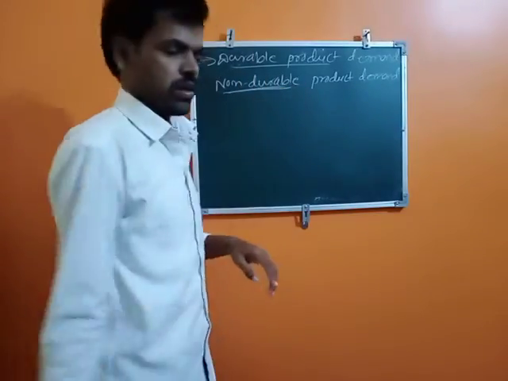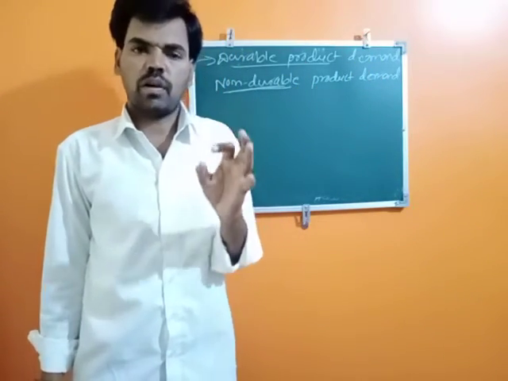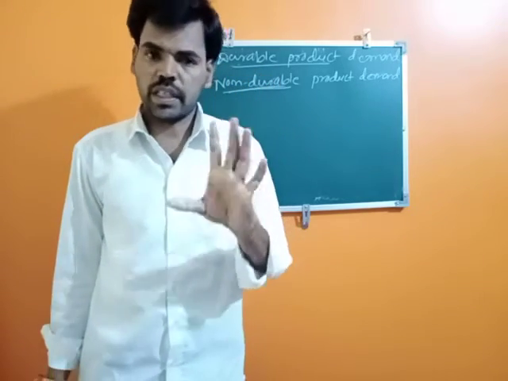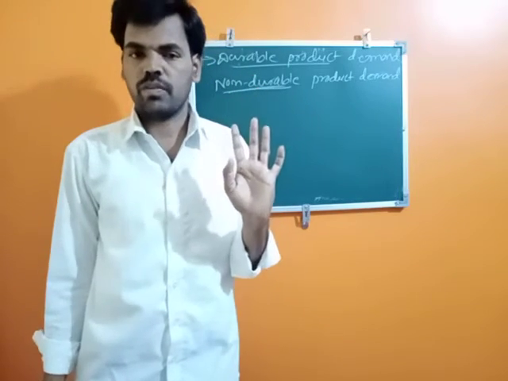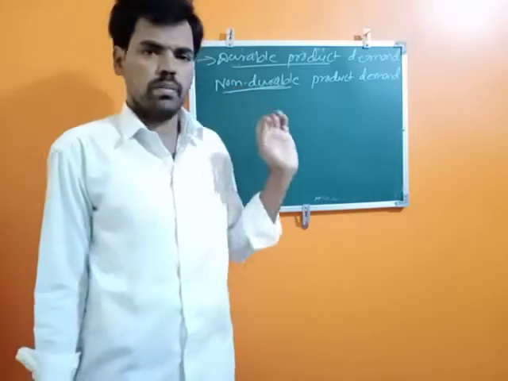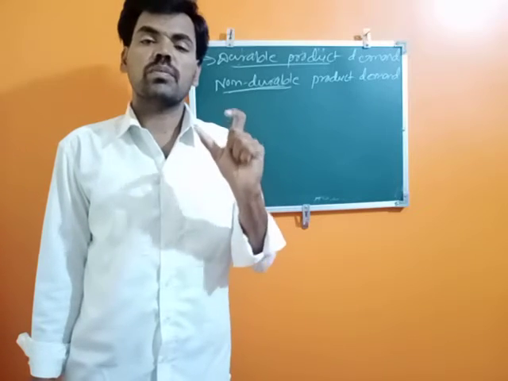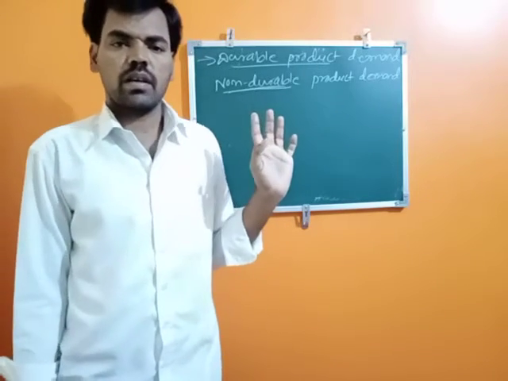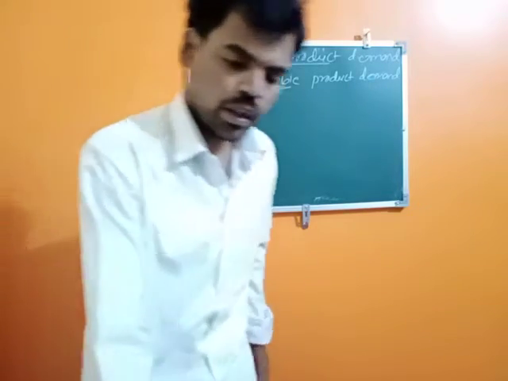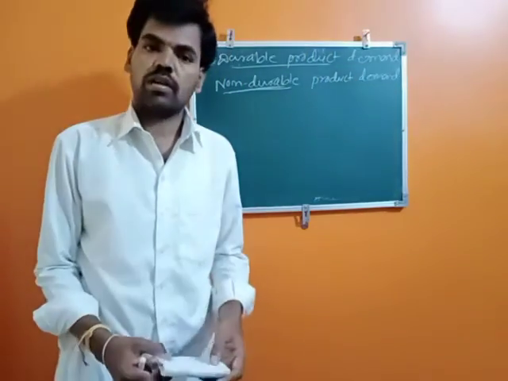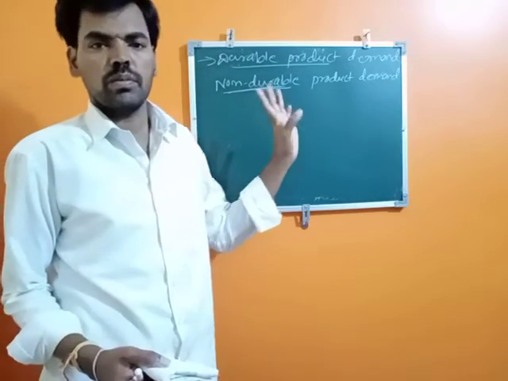Non-durable products are the opposite of durable products. Non-durable products can be used only one time and only by one person. Demand for those products we call non-durable products demand. Those we call perishable goods. For example, vegetables, fruits, fish, or meat. These are all non-durable products.